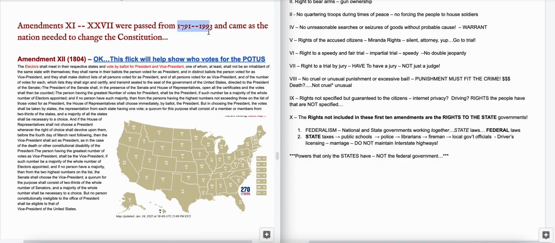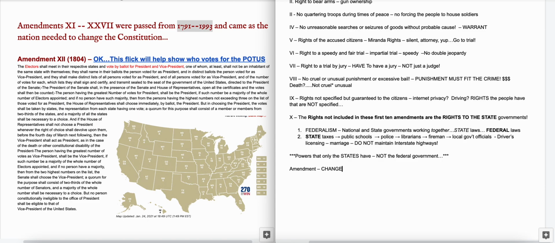were passed from 1791 to 1993. An amendment is a change to the Constitution. So the Founding Fathers knew that the Constitution would need to be changed over time. Remember, you need 2/3 of Congress and 3/4 of the states to create an amendment or pass an amendment.